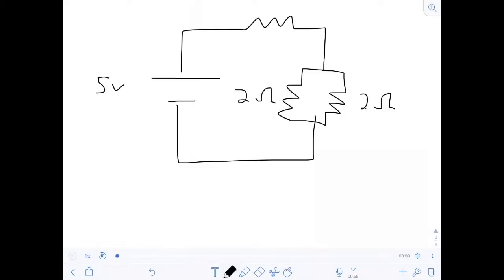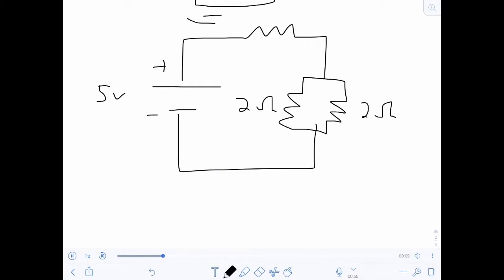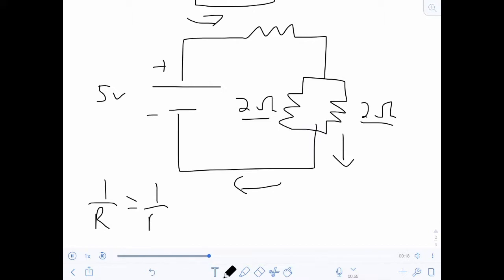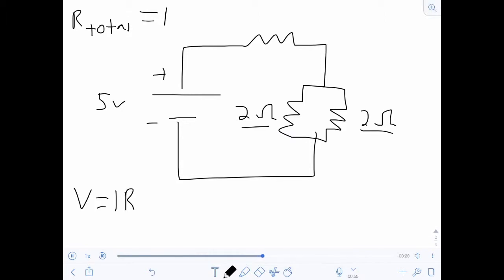Let's do an example. Current runs from positive to negative, and the positive side is always on the longer line. In this case, the current runs clockwise, and we're given a voltage of 5, and these two resistances both equal 2. You can find the total resistance of these two here by using 1 over R equals 1 over R1 plus 1 over R2. If you add these two together, since they're in parallel, you get a total resistance of 1. Use V equals IR to solve for I. Current is equal to 5 over 2.